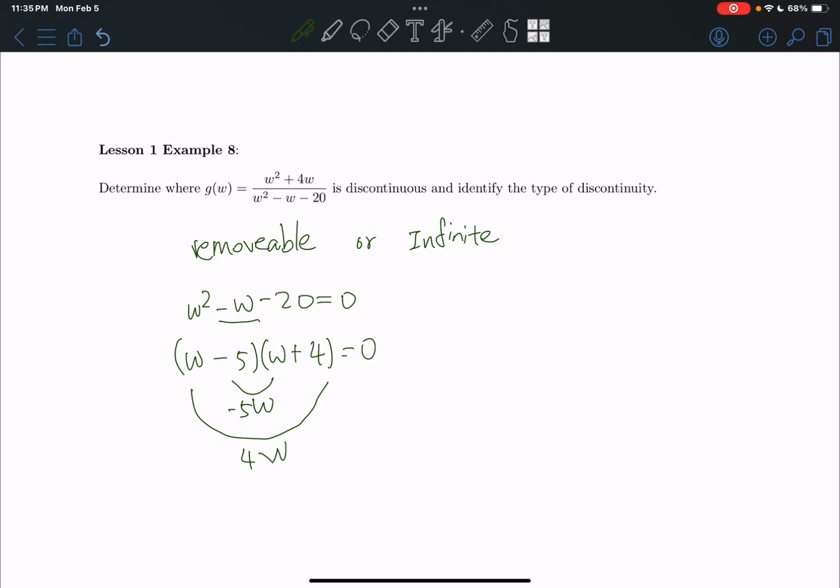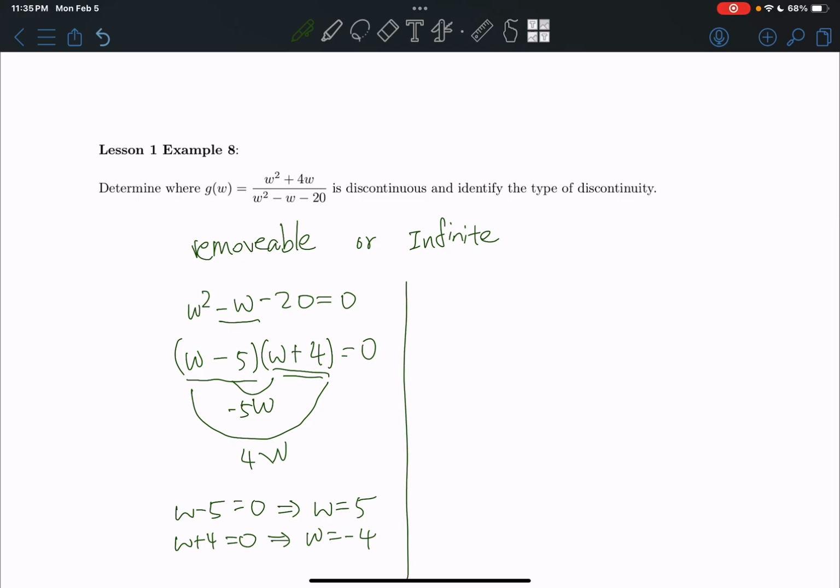From here, we can solve for w. Setting w minus 5 equal to 0 means w is equal to 5. Setting w plus 4 equal to 0 means w is equal to negative 4. So we know our two discontinuities happen at 5 and at negative 4. The question is, how do we identify these?